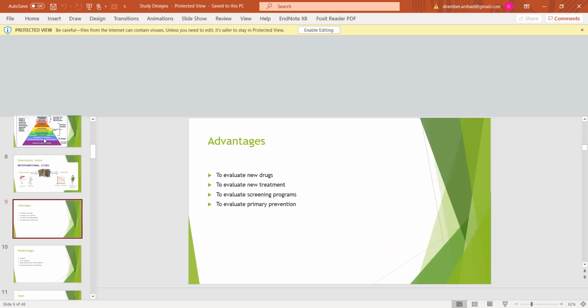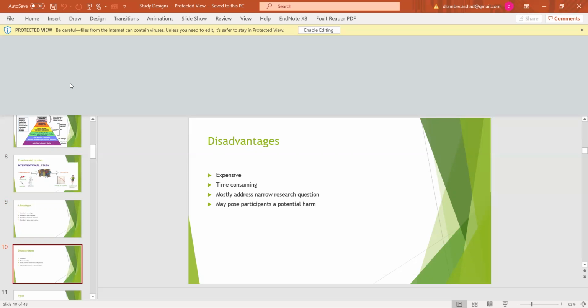Advantages of the clinical or experimental trials. These are used to evaluate new drugs. These new drugs can be compared with the existing drugs, or they can be placebo drugs, to evaluate the new treatment and therapies, to evaluate the screening programs, and to evaluate primary prevention via intervention.